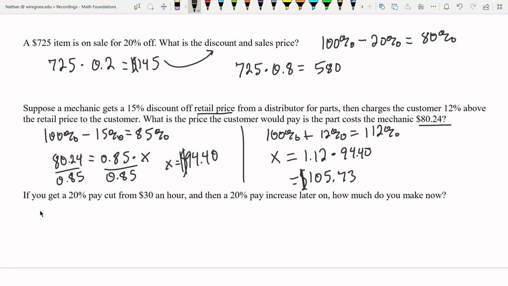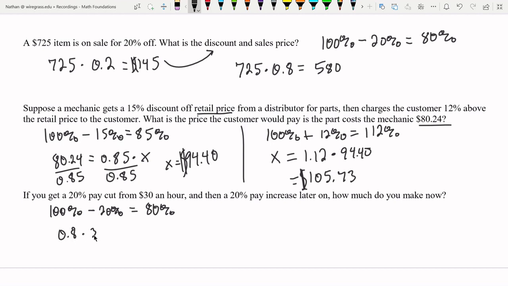Okay, last question. If you get a 20% pay cut from a $30 an hour wage, and then a 20% pay increase later on, how much do you make now? And if you think you make the same amount, that is incorrect. So a 20% pay cut is the same thing as a percentage decrease. So we're going to take 100%, which is the $30, and subtract from that 20%. That means we make now 80% of our original amount. So what is 80% of 30?